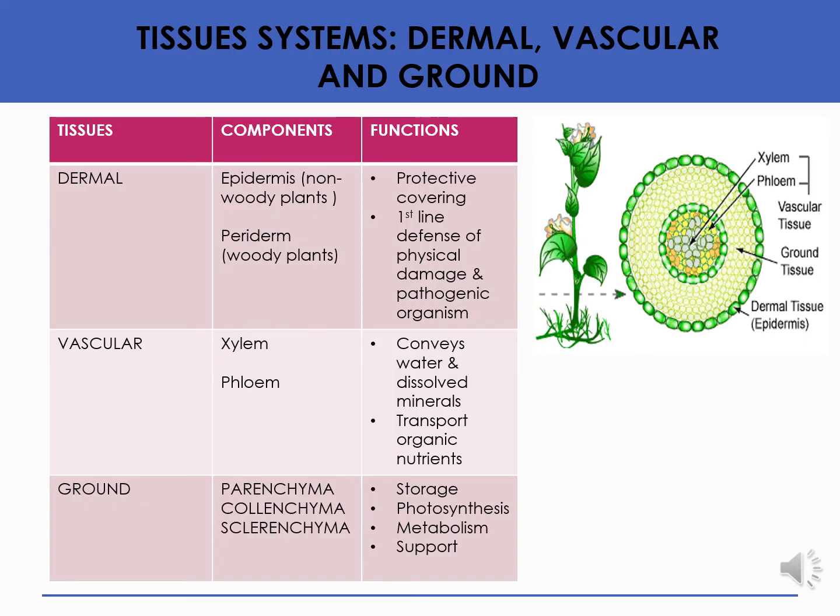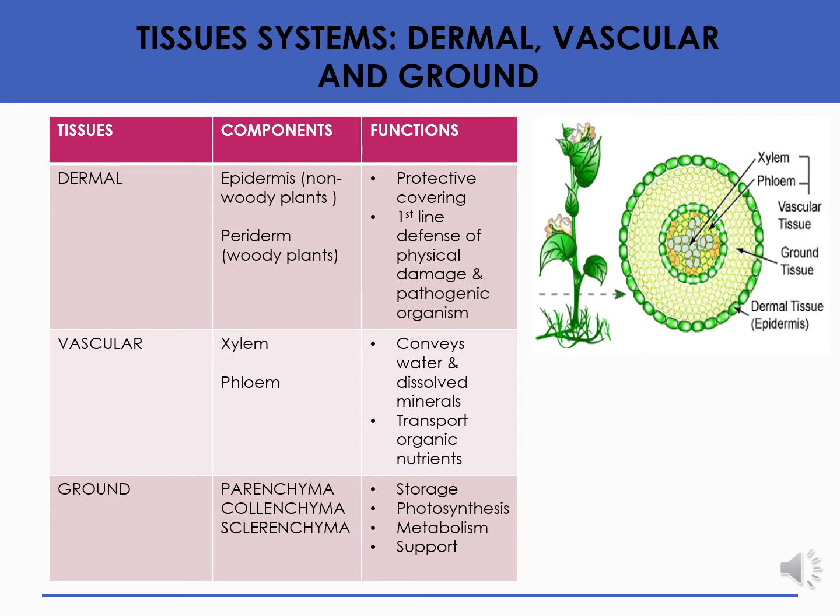Tissue system consists of dermal, vascular, and ground. Dermal tissue is the outer protective covering like our skin. It forms the first line of defense against physical damage and pathogenic organisms. For non-woody plants, the dermal tissue usually consists of a single layer of tightly packed cells called the epidermis. For woody plants, the protective tissue is known as periderm.